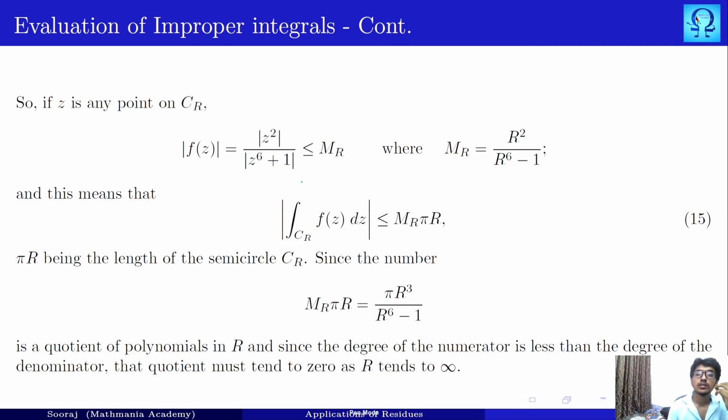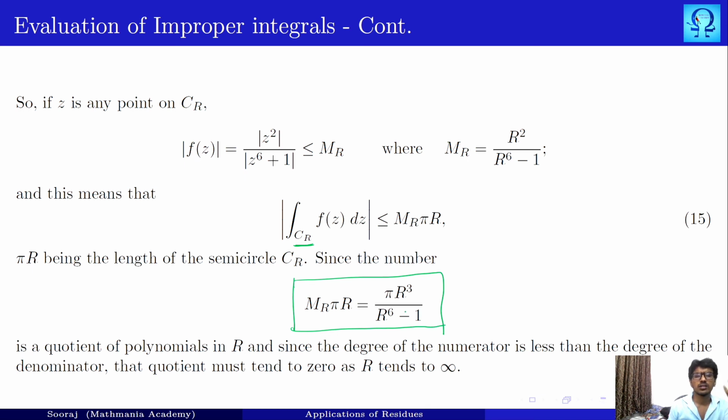Fine. And we'll have to check the length of C_R. Length of C_R is what? That is the half of the perimeter of a circle. So that is the perimeter of a semicircle, which is pi r. So this is what we have. So M_R times pi r is this quantity.